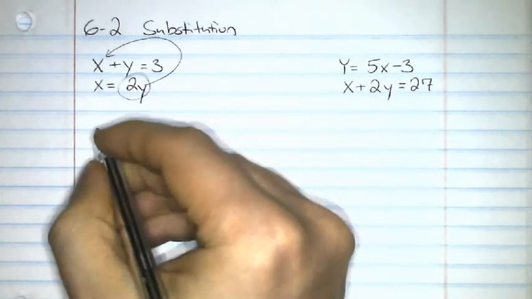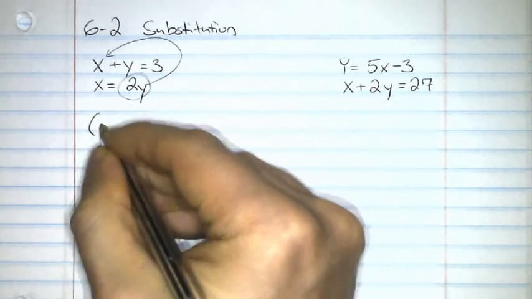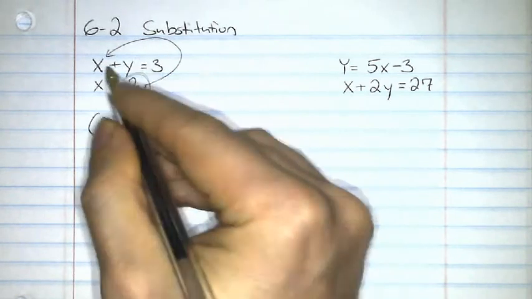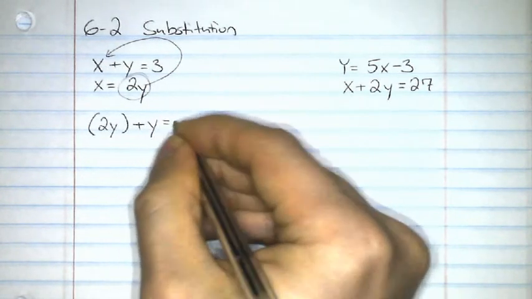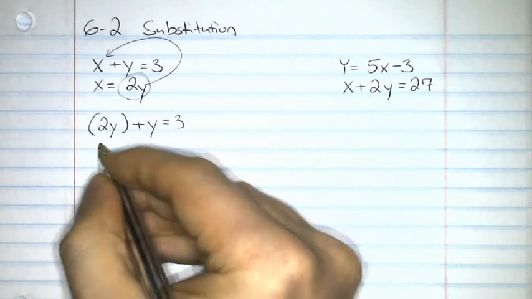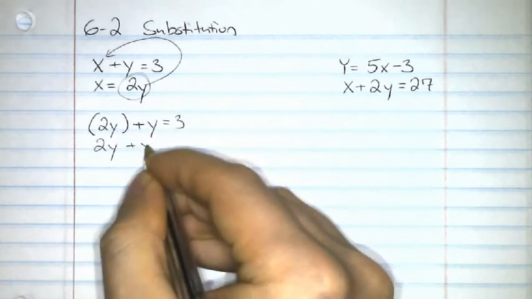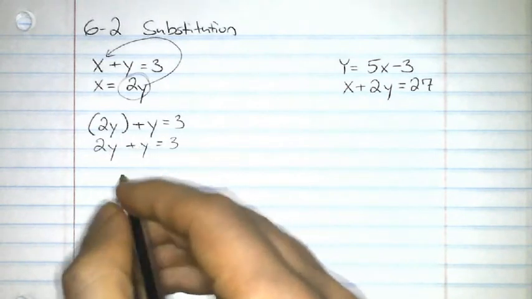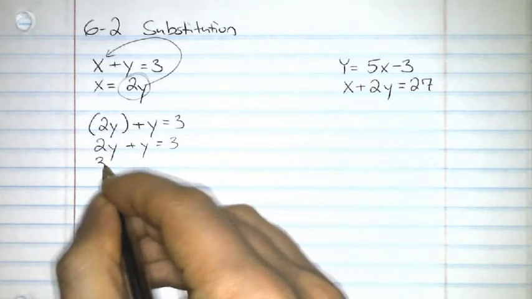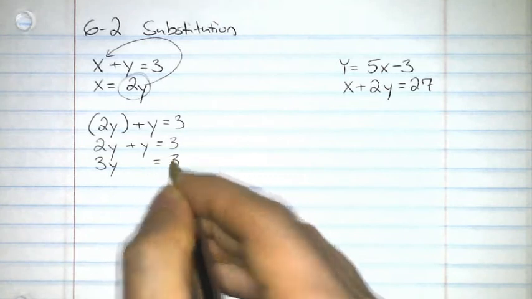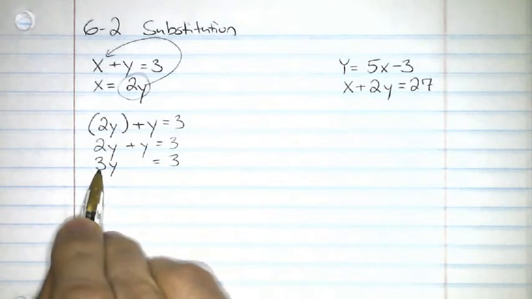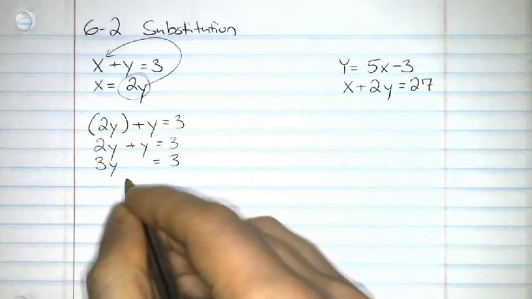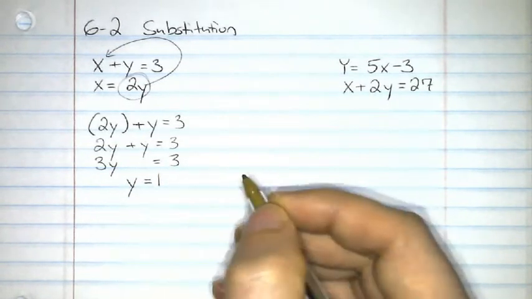So for example, in this equation, where the x is, I'm going to write in parentheses what it equals, 2y, and then I'm going to write the rest of this equation, plus y equals 3. So here I have 2y plus y equals 3. 2y and another y, together that's 3y. So now I have 3y equals 3. And to get rid of this coefficient, the opposite of multiplication is division. So if I divide by 3 on both sides, I end up with y equals 1.